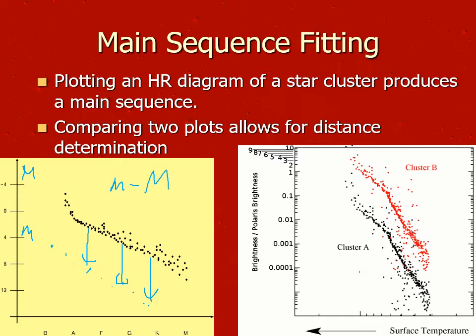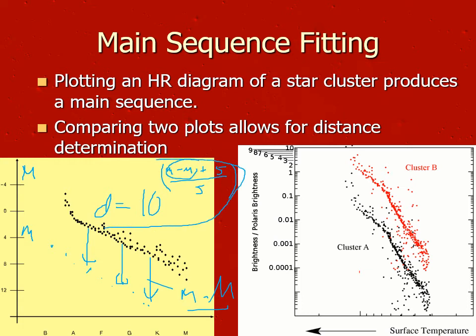Now, why is that important? Well, because we know that the distance d equals 10 to the power of (little m minus big M plus 5) divided by 5. Okay, so that shift right here is the m minus M. And so that goes in up here, and now we have a measure of the distance.